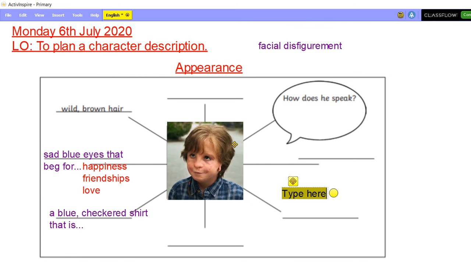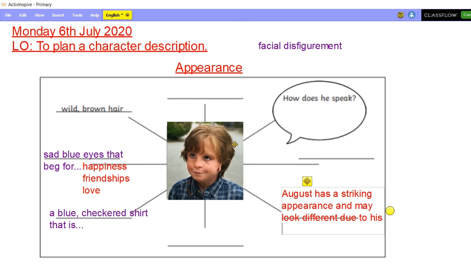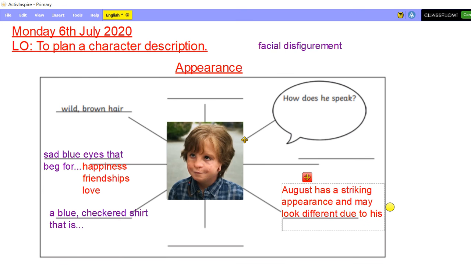So how could we say this? I could say August has a striking appearance and may look different due to his, and then we know we've referred to it as facial disfigurement. Okay, perfect. Got a little bit more detail and I've used some good vocabulary there from our vocab mat.